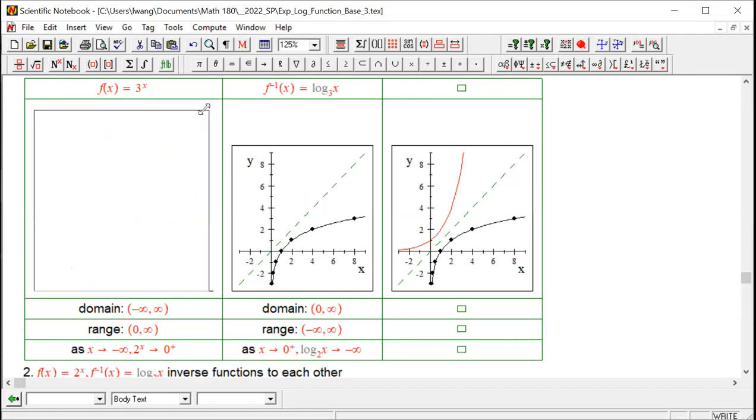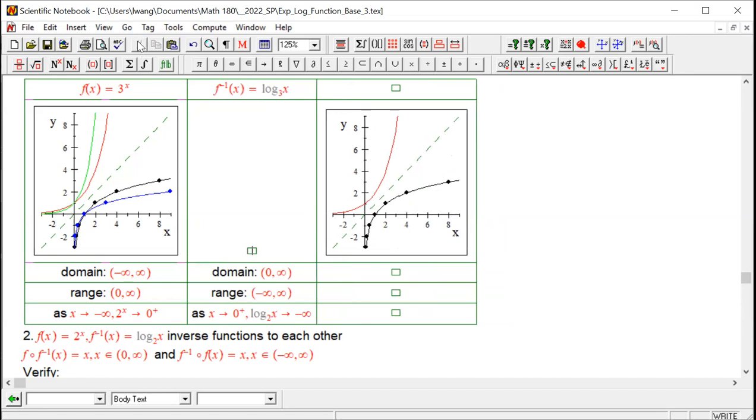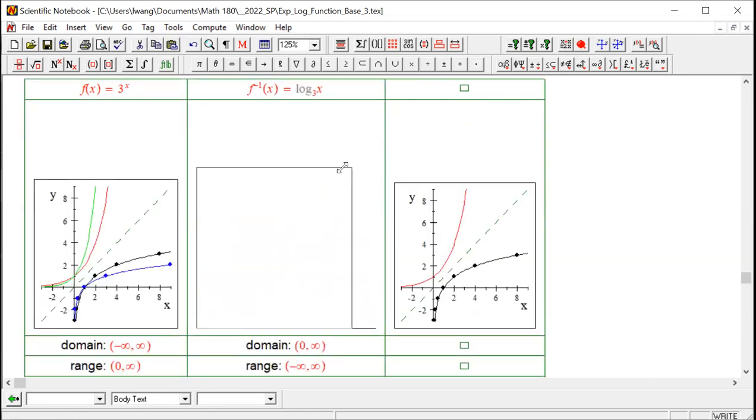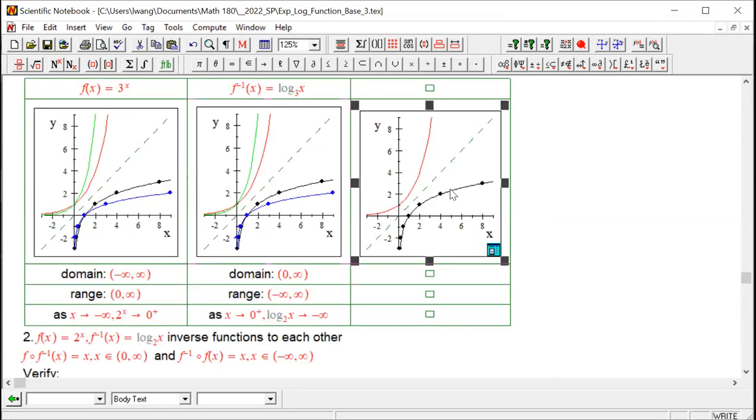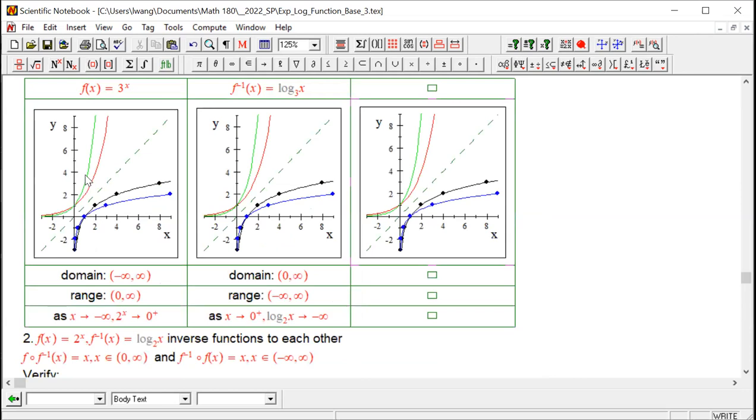But the 3 to the power x is the green one, and this one over here, you know the similarity. We can clean it up a little bit if you want. In this piece of 3 to the power x, we only have the green, and for this log base 3x, we just have the blue. So you can cross out the rest of them if you wish. Domain, range, they're all the same. And this is just going to be base 3. So much similarity.